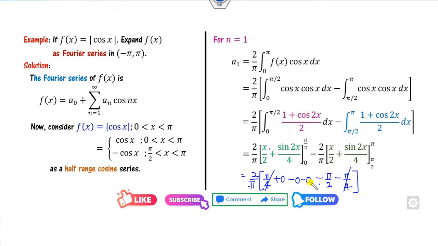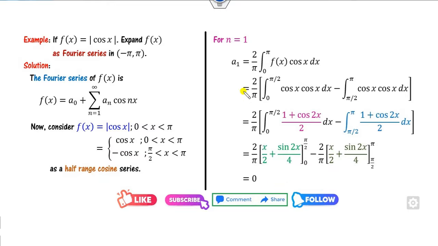It will be, why is there some error? It's pi by 2, it's pi by 4, it's pi by 2. It's 0. So where is the error? This is minus plus, because if you substitute the lower limit, it's negative. So pi by 2, pi by 4 are cancelled out. So the result will be 0.